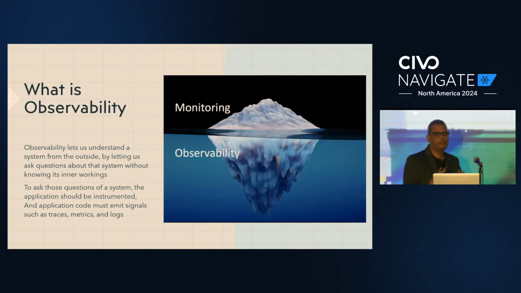To get to observability, you need to use instrumentation. You need to have your application code instrumented, either automatically or using some programming in your code, and that will enable your code to emit three types of signals: traces, metrics, and logs, right? So these are three kinds of signals your application can send, and then you can generate these signals.